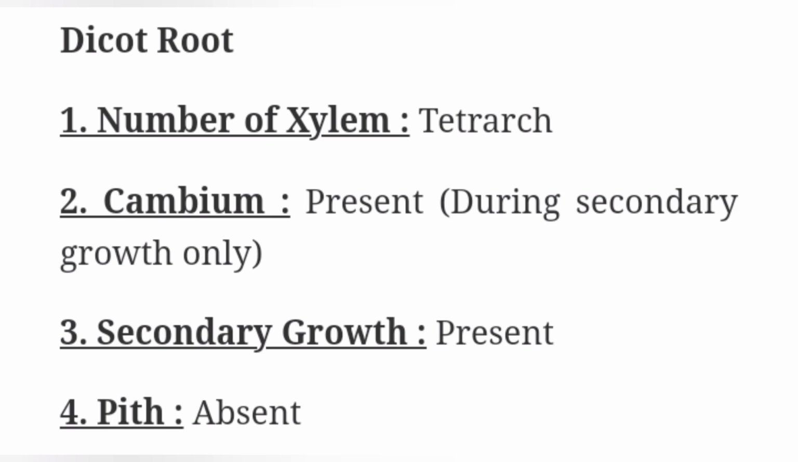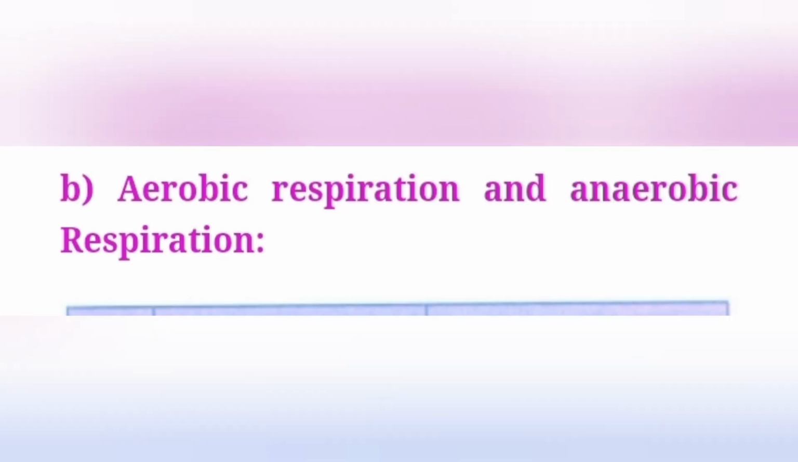tetrarch. Second one, cambium present during secondary growth only. Third one, secondary growth present. Fourth one, pith absent. Then second option, option B, aerobic respiration and anaerobic respiration.